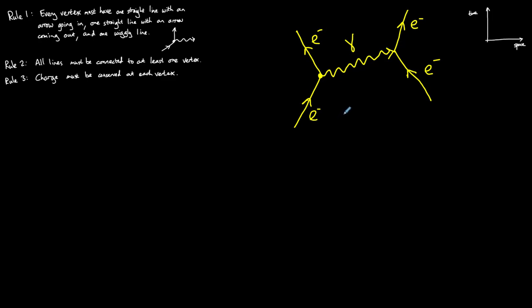Let's check conservation of charge at every vertex. At vertex 1, a charge of -1 goes in with the electron, and a charge of -1 comes out with the electron. The photon has got no charge, so charge is conserved at the vertex. At vertex 2, an electron and a photon go in, total charge -1, and an electron comes out, total charge -1, so charge is conserved.